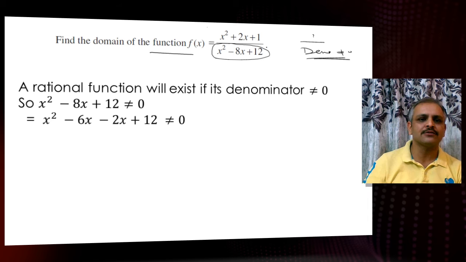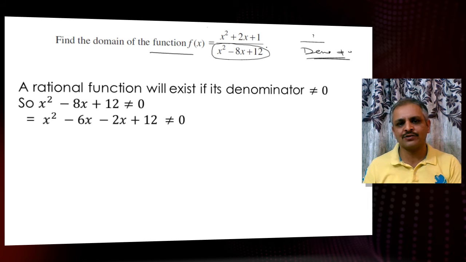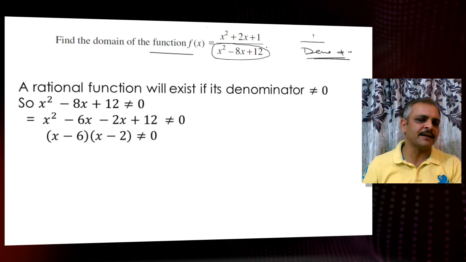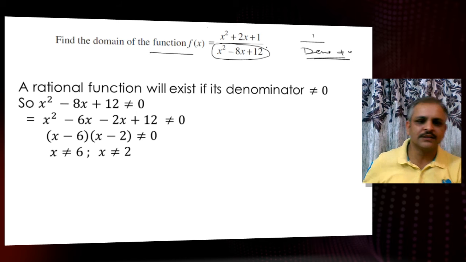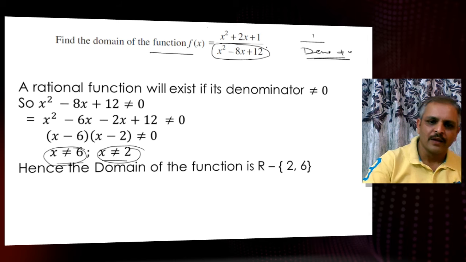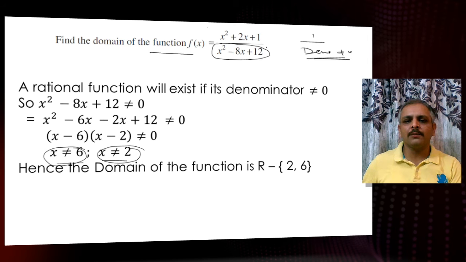Let's factorize this. So I make the factor minus 6x minus 2x plus 12. So the factors will be x minus 6 and x minus 2. So they will not be equal to 0 if x is equal to 6 and x is equal to 2. So x cannot be equal to 6 and x cannot be equal to 2. So our domain will become all real numbers except we exclude these two numbers 2 and 6. So domain will be all real numbers except 2 and 6.